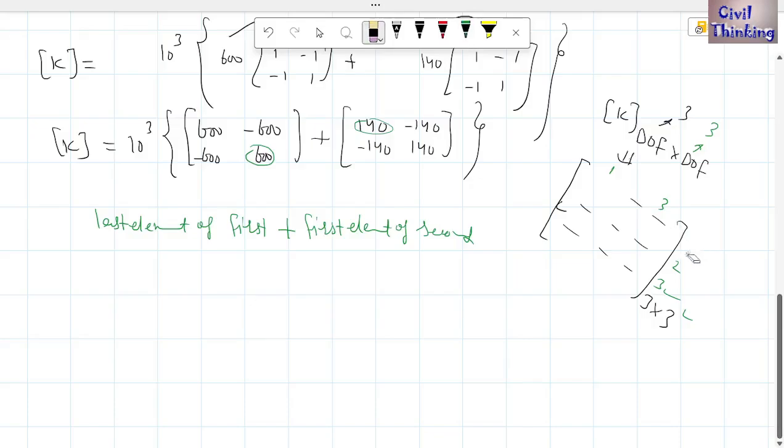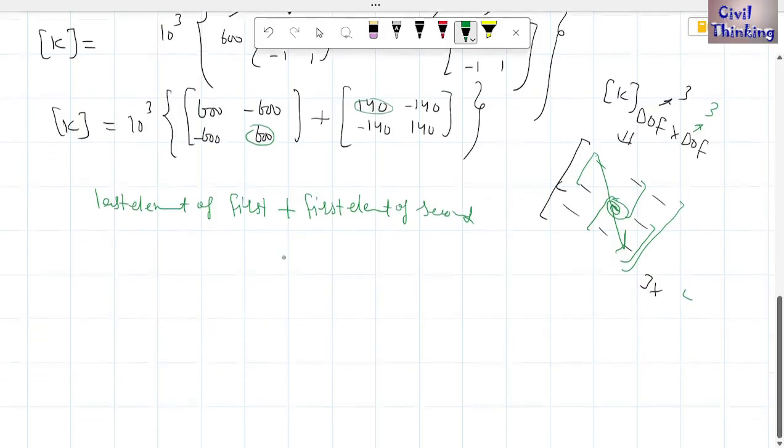So what we will do is like this. Everything will be placed diagonally. First we will place this here, then we will place the second one here. Because these two overlap, they will add up. So this and this will add up. Let me show it here.